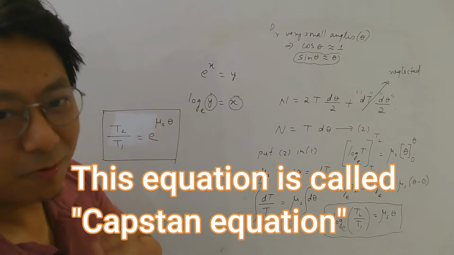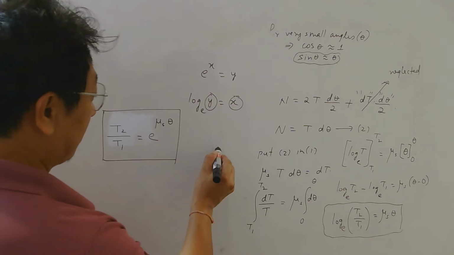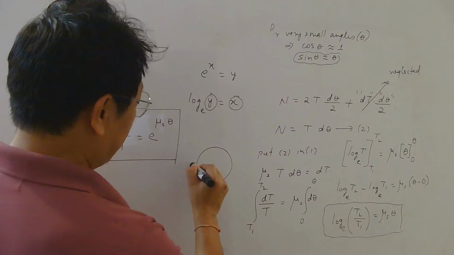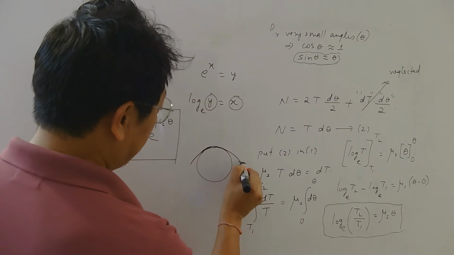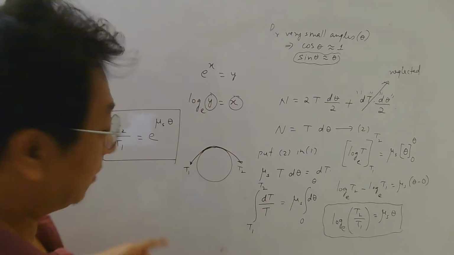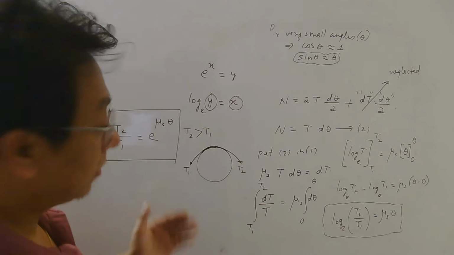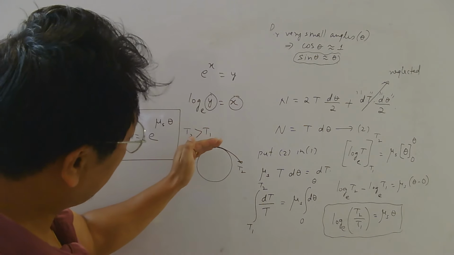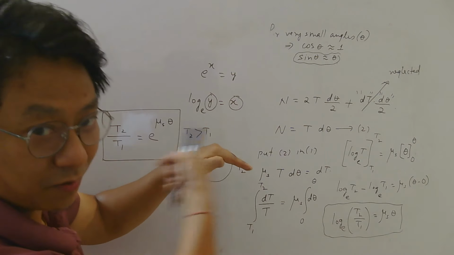Now please understand one thing: this whole formula was derived by assuming that, if this is the pulley and this is the string, I told you tension here is greater than tension here. So T2 is greater than T1. That was the assumption, because I assumed the string wants to go this way. So to oppose that, static friction was this way.